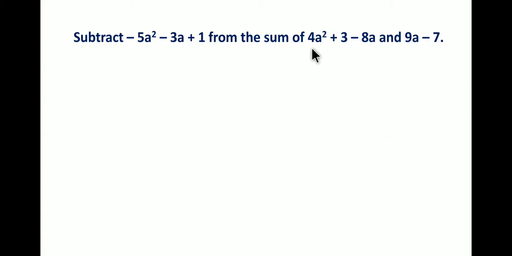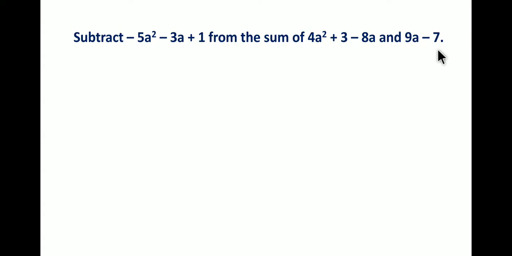This means that we have to find the sum of this expression and this expression first, and whatever result comes after adding these two, from that one you have to subtract this expression. So let's first add or find out the sum of this expression and this one.